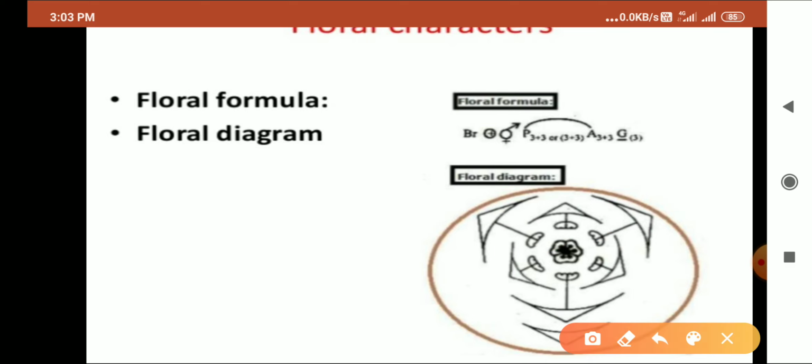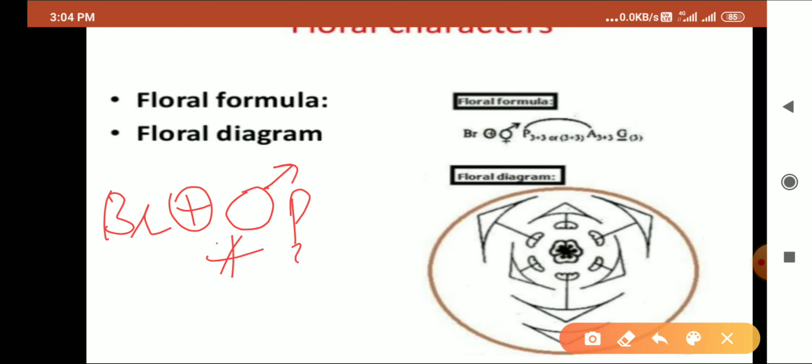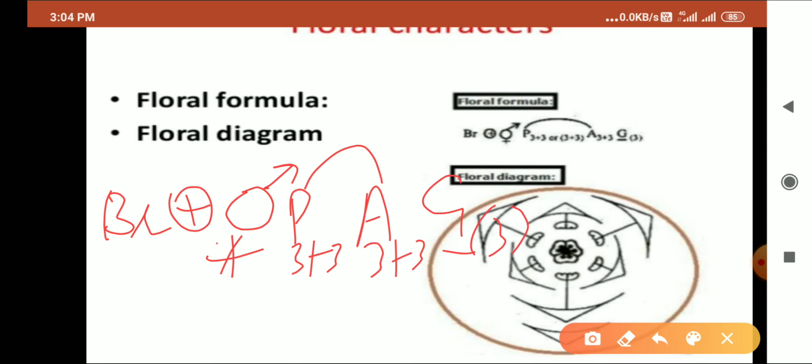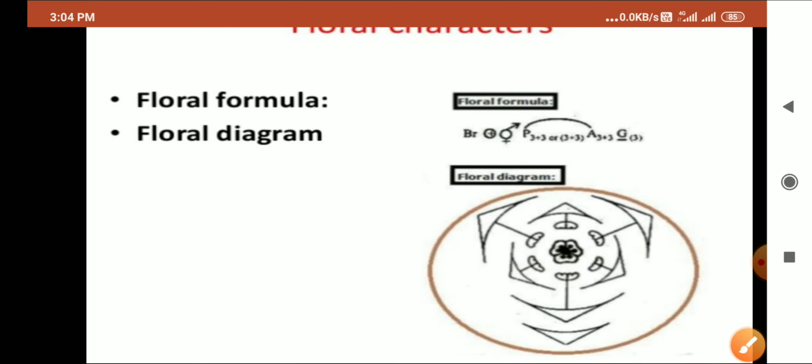So next we have androecium, bracketed type. Then we have actinomorphic symmetry, bisexual flower, 3 plus 3. Perianth is joined with androecium, that is in 3 plus 3. Then we have gynoecium, that is 3. Gynoecium means the female part of the flower, in the center we have gynoecium, and this gynoecium is in fused condition and superior kind of ovary, multilocular, in fused condition.